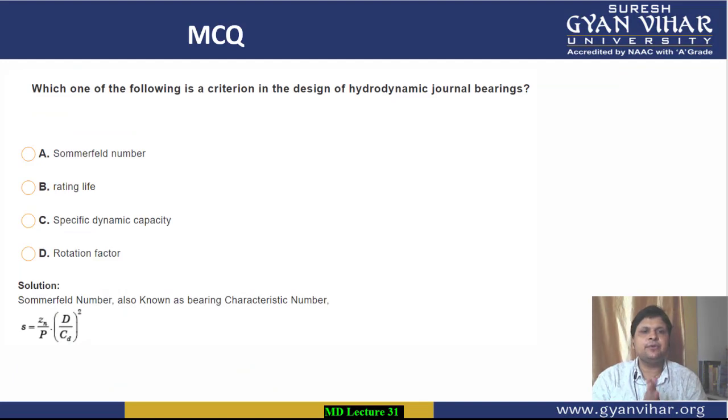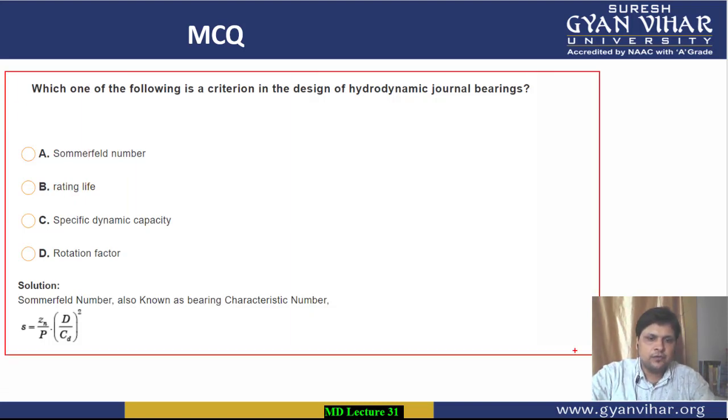Students, now it's time to discuss some multiple choice questions. Let's see. We are starting with multiple choice question number 1. Let's read it out. Which of the following is the criterion in the design of a hydrodynamic journal bearing? So we all know the design criterion in the case of a hydrodynamic bearing is the Sommerfeld's number.